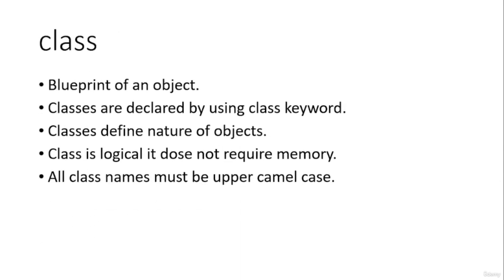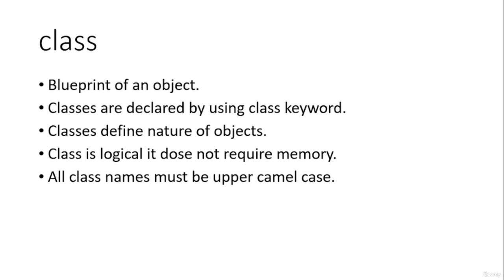Now in this lecture we will start our journey to object-oriented programming in Java by introducing you to class, state and behavior. This is an important concept to learn in object-oriented programming. So now we will talk about a class. What is a class? A class is a blueprint of an object.